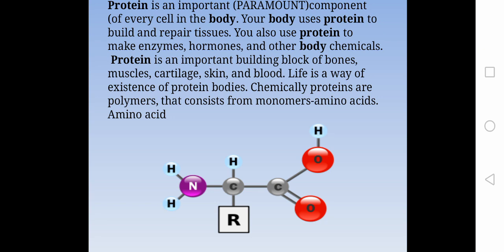Life is a way of existence of protein bodies. These are the words of Friedrich Engels. Chemically, proteins are polymers that consist of monomer amino acids.